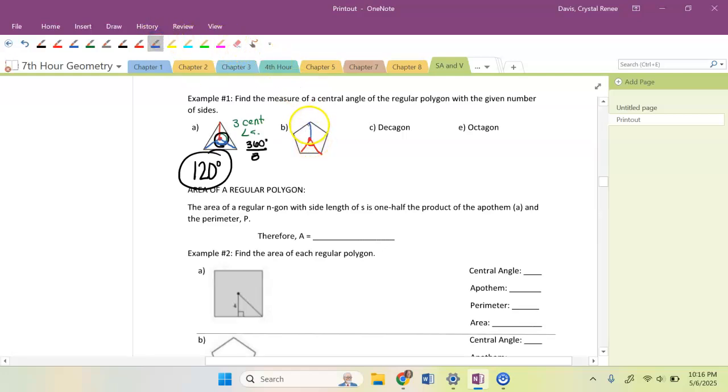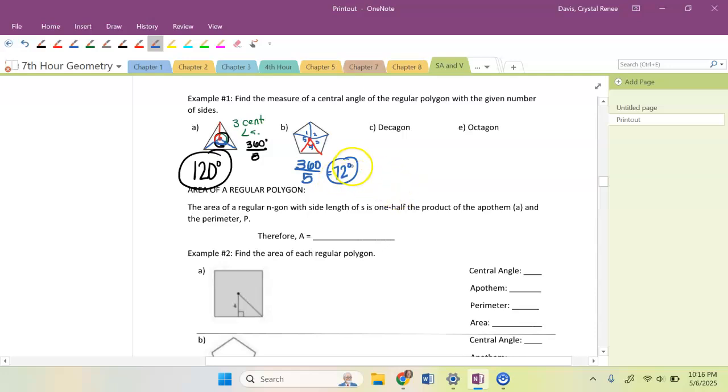Okay, but if I were to draw all the central angles, a pentagon would have 1, 2, 3, 4, 5 total central angles. Because it's a regular pentagon, we know each of those angles are congruent. So essentially, to get this, we would do 360 divided by 5, and that gives us 72 degrees.